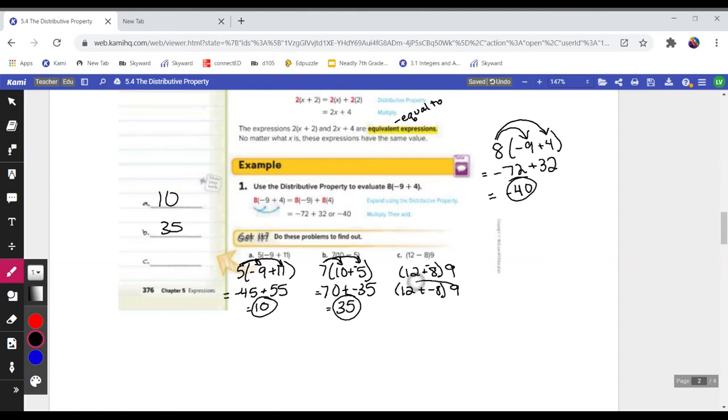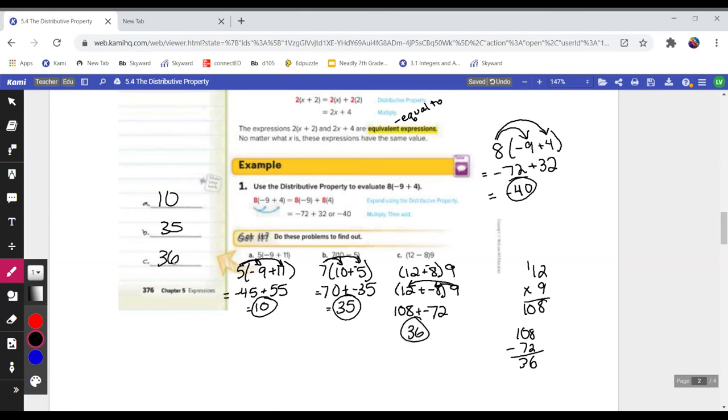So I'm going to take 9 and I'm going to multiply it by 12. Well, that one I don't necessarily know off the top of my head, so I'm going to show my work off to the side. Again, I don't want to use a calculator because I can't use calculators in this unit. So 9 times 12 is 108. Then 9 times negative 8 gives you a negative 72. So when I take 108 and I subtract 72 from that, let's see, that's going to give me a 6 and a 3. That gives me the answer of 36.